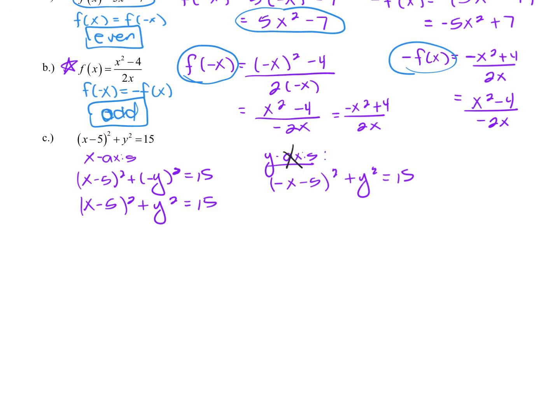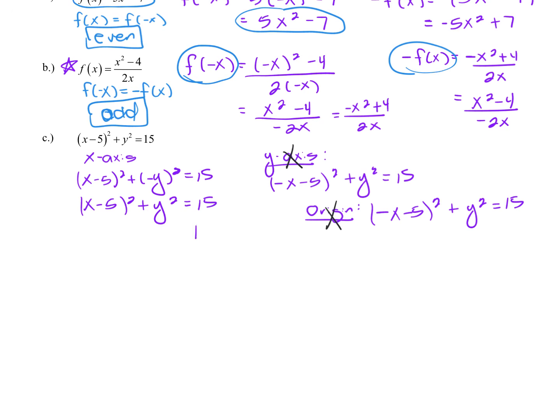Our last one we could check is the symmetry around the origin, in which case we would change both. We would have our negative x minus 5. And we already know from before that if we substitute in our negative y here, this will become y squared. So again, these are not the same. We're comparing to the original. This one also fails, so it does not have that.